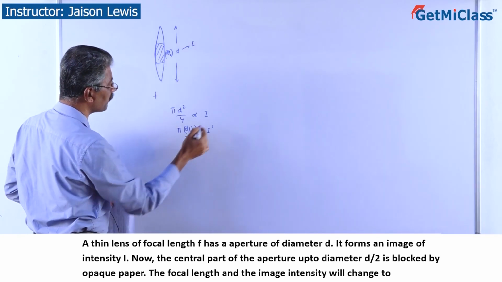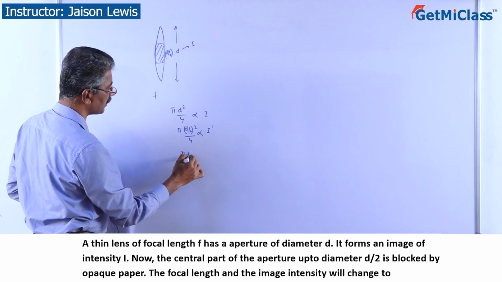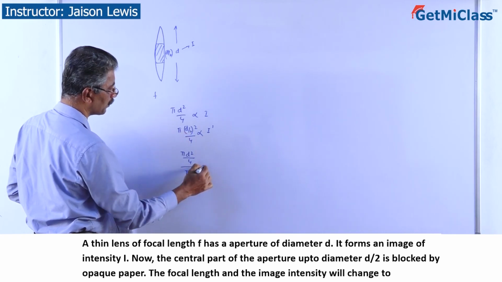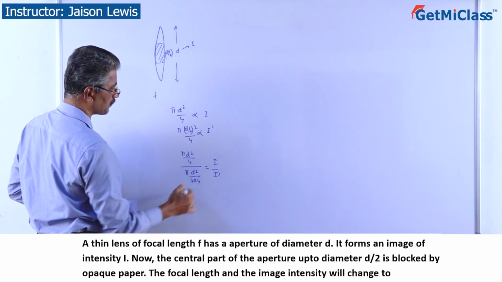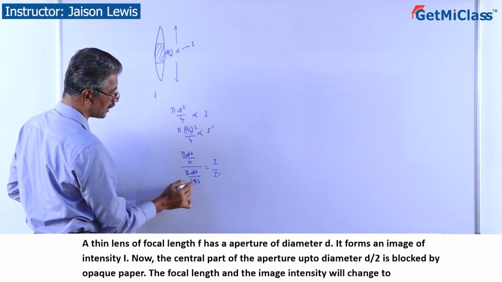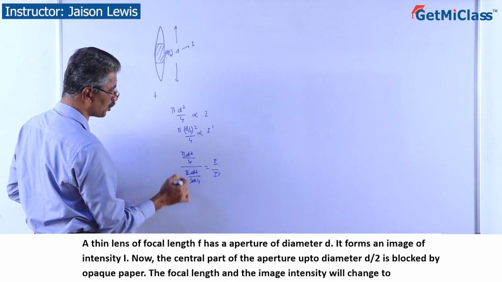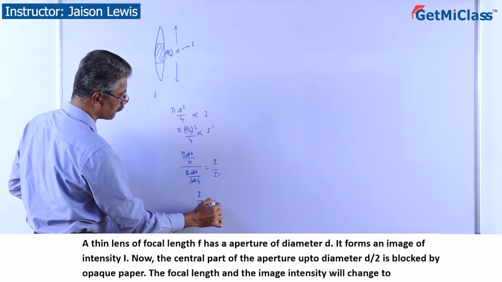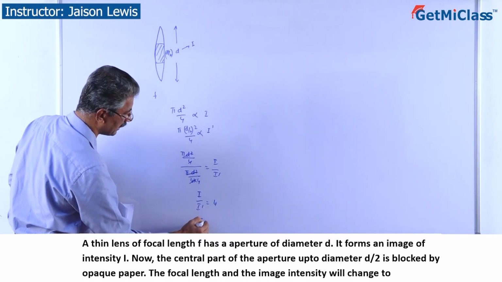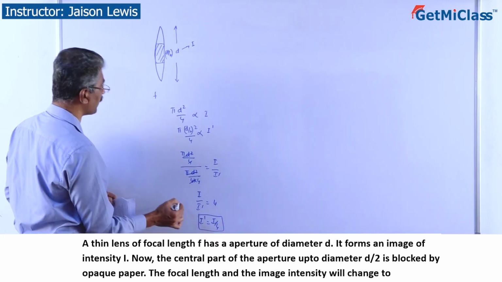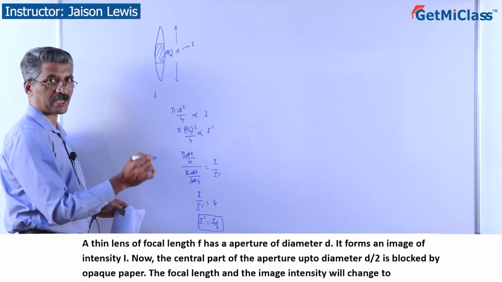And therefore if I divide, it is pi d square by 4 whole thing by pi d square by 4 into 4, is equal to I divided by I dash. Now pi d square by 4 cancels. Remaining is 1 by 4. This 1 by 4 goes to the numerator. Hence I by I dash is equal to 4. Hence I dash is equal to I by 4. That means the portion which is shaded by a black paper corresponds to intensity I by 4.